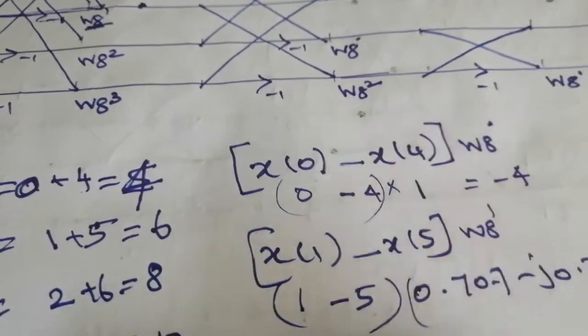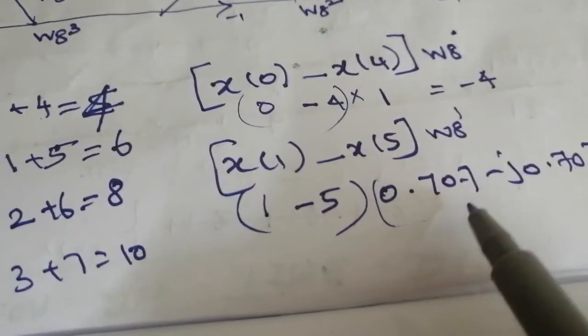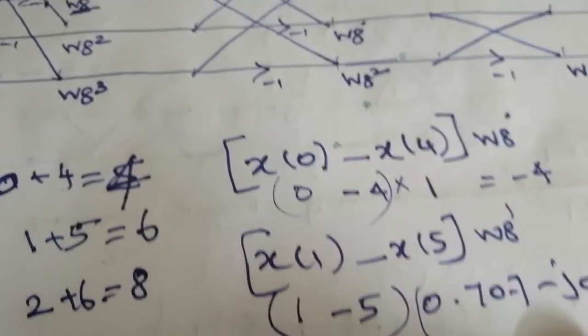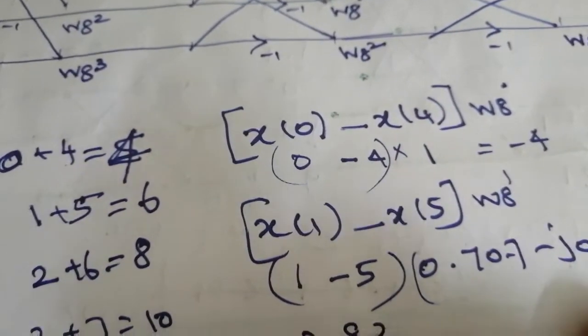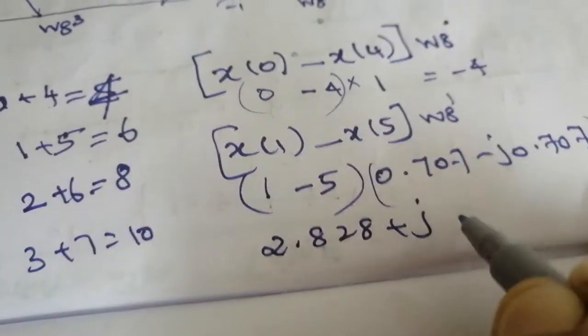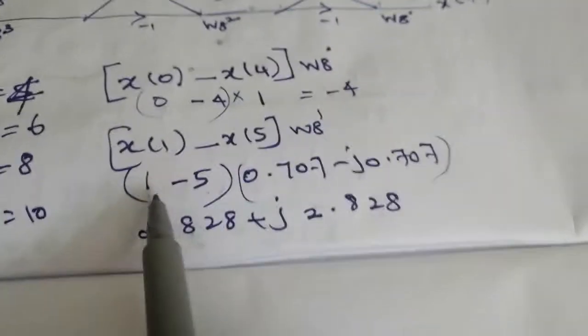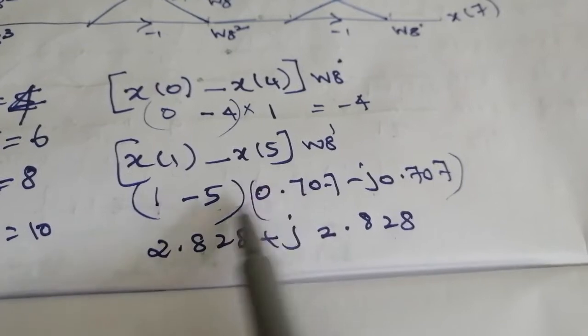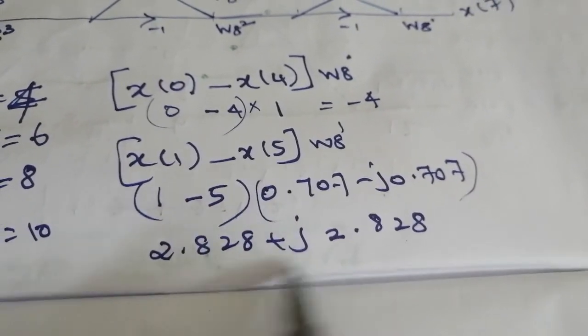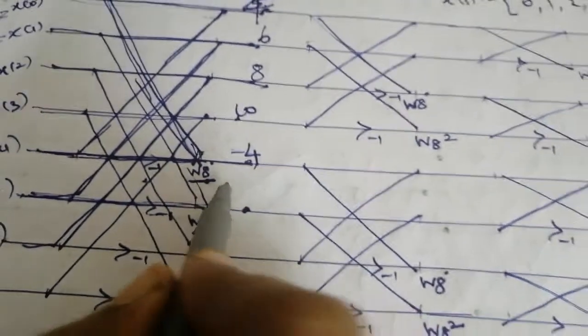Okay, this is multiplication, so we multiply these two terms. We get the answer as 2.828 plus j 2.828. By using a calculator, you can easily multiply these two factors. We get the answer as this one. Right. Then the answer is what?